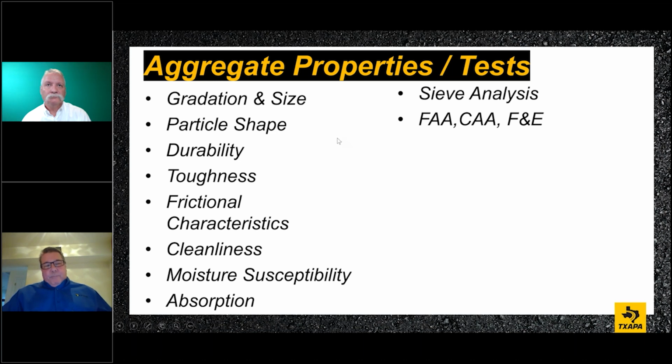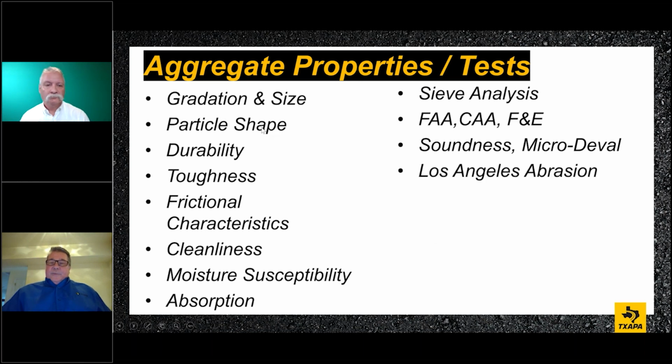Anytime you have a material that acts badly, we go back to the basics and figure out what is happening at the very beginning. What is happening with my properties at the very beginning? Durability. We got soundness and we got Micro-Deval. That's a durability test. Again, the Micro-Deval is a degradation test.